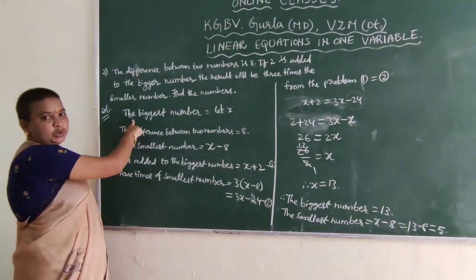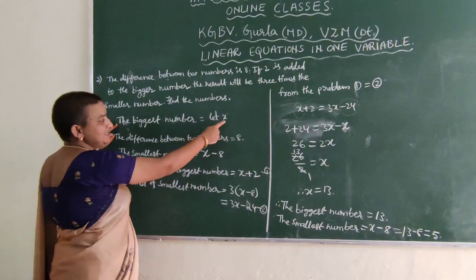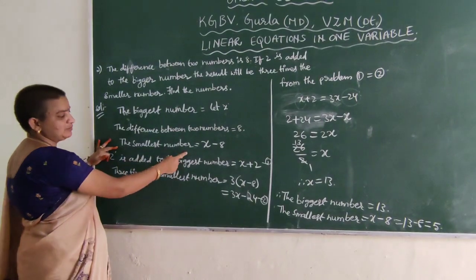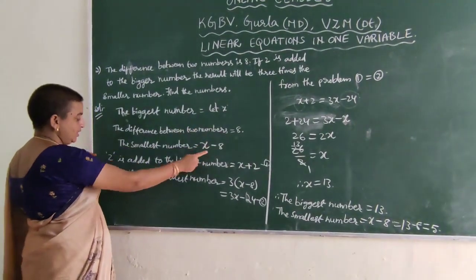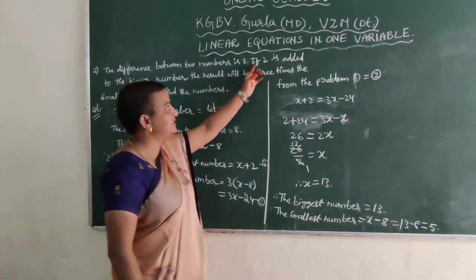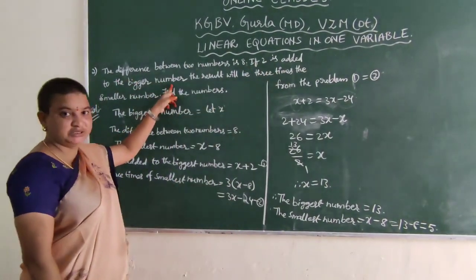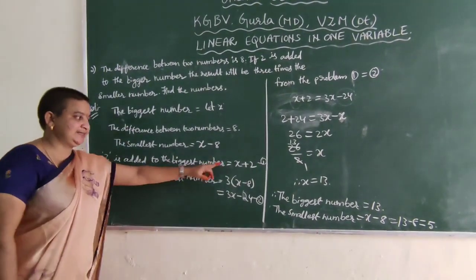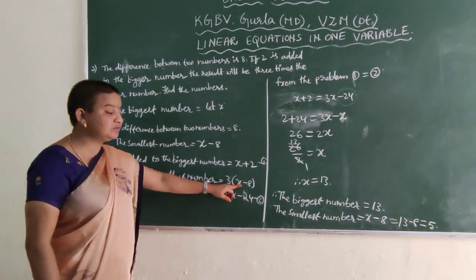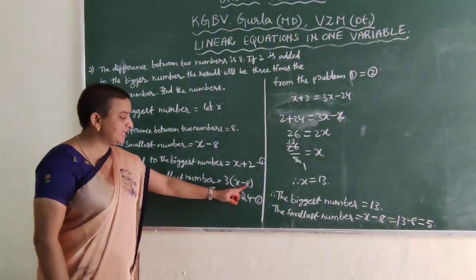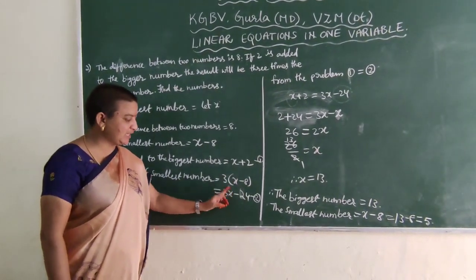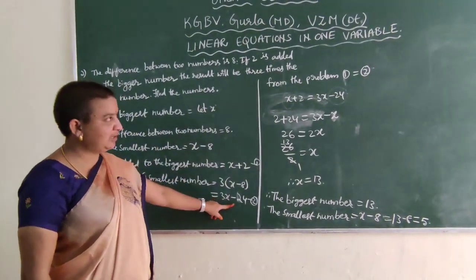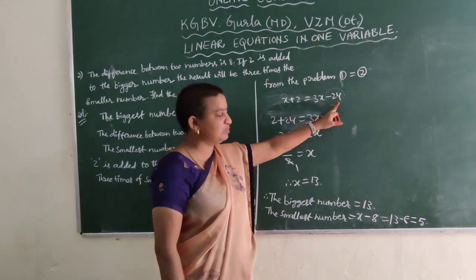Here we choose the biggest number as x. The difference between those two numbers is 8, so the smallest number becomes x minus 8. The second sentence: if 2 is added to the bigger number, that is x plus 2. This result will be equal to 3 times the smallest number, so 3 into x minus 8. That means 3x minus 3 into 8, which is 24. By the problem, these two are equal. So x plus 2 is equal to 3x minus 24.